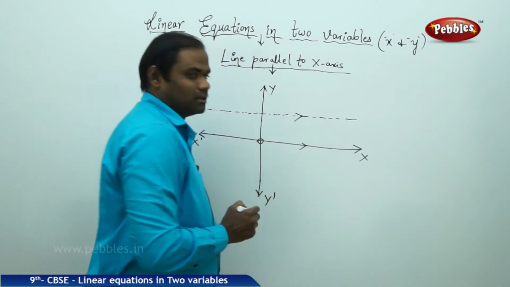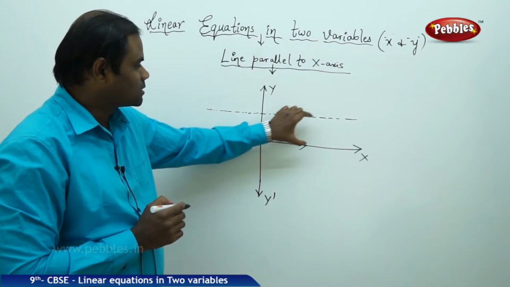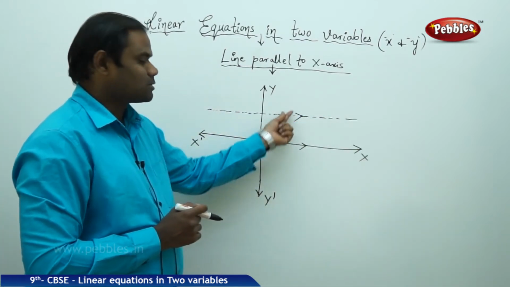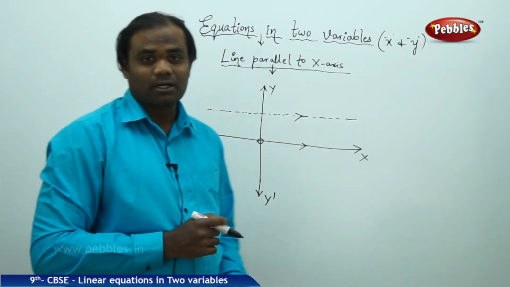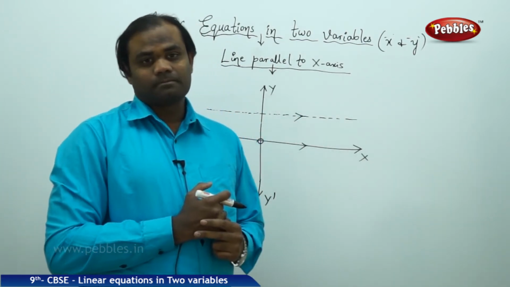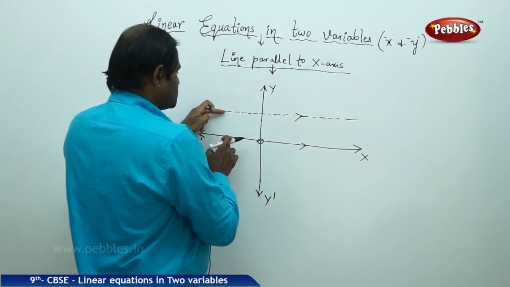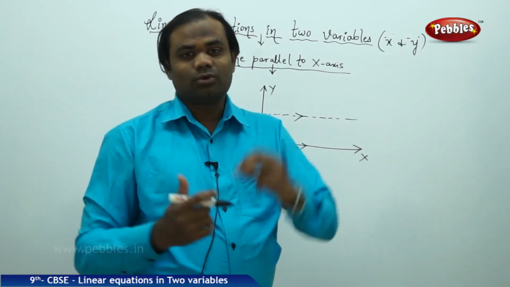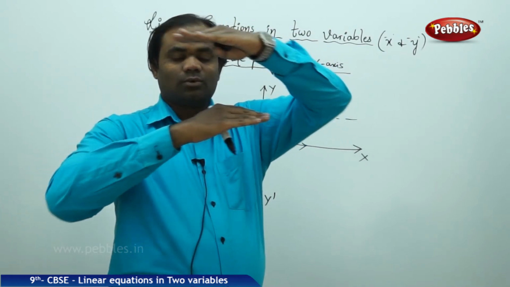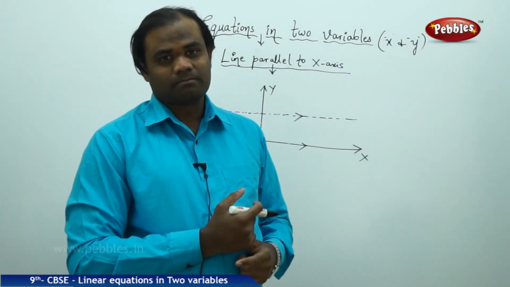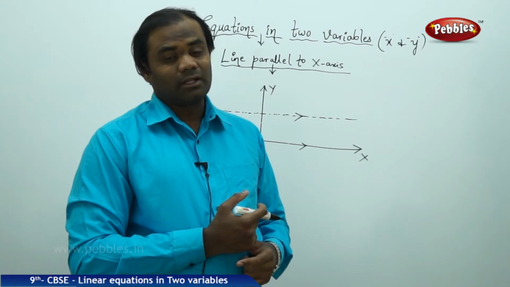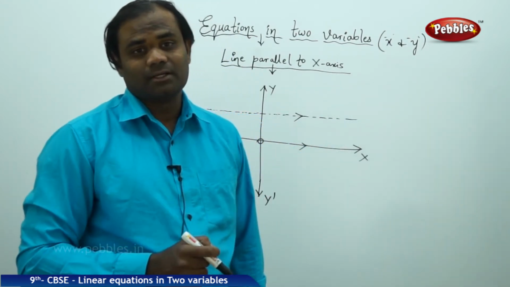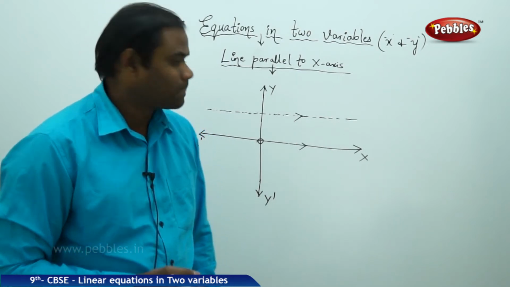Now this is parallel only when the perpendicular distance between any 2 points on the two lines are equal. So imagine I take this distance and this distance. If they are equal, then I say the lines are parallel. It cannot have unequal distance at any stage of its parallelity, is how we understand parallel lines.